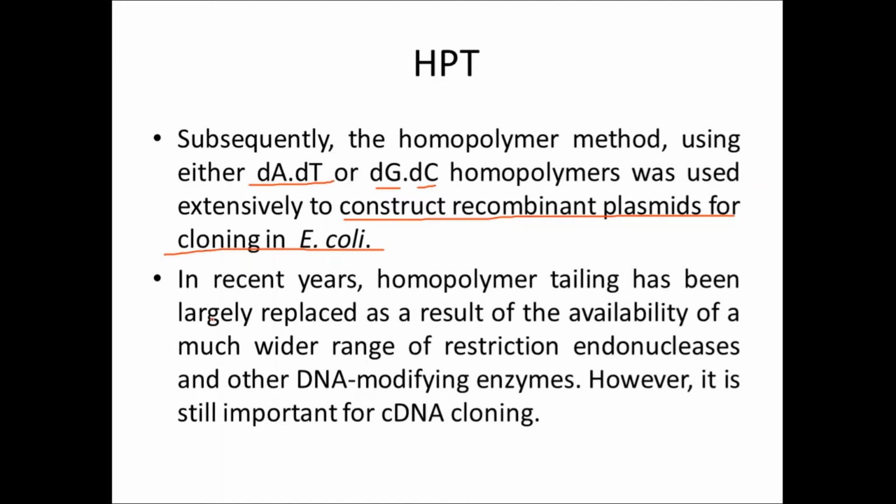In recent years, homopolymer tailing has been largely replaced as a result of the availability of a much wider range of restriction enzymes. So after restriction enzymes became available, the usage of homopolymer tailing declined. But restriction enzymes are effective cutting enzymes. Suppose the expected enzymes are not available at a particular time, or the restriction sites are absent in the gene of interest or even in the vector. At that time we can proceed with cloning using homopolymer tailing. But this is an additional step for the absence of restriction sites.